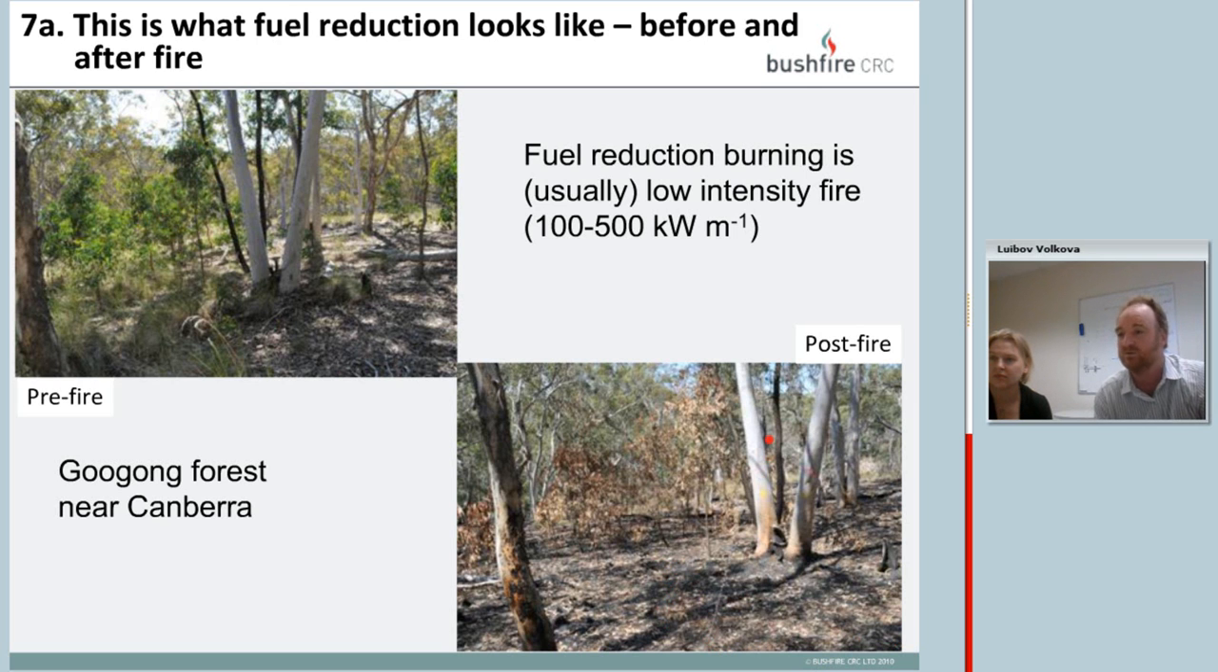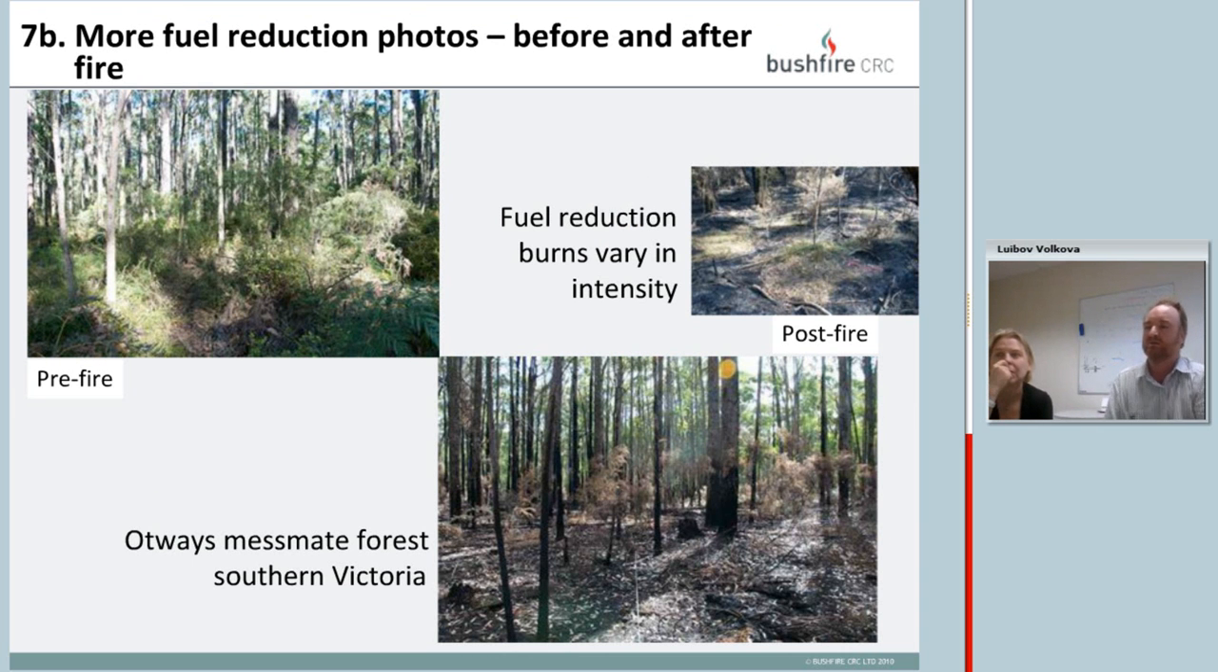In this case, and across most of the sites that we investigated, the fire line intensity was relatively low, between around 100 and 500 kilowatts per meter. And the sites included not just smooth bark eucalypts, but also on many of the sites, some stringy barks that were more susceptible to carbon loss. So here you can see a different site in the Otways Ranges showing a much deeper understory layer.